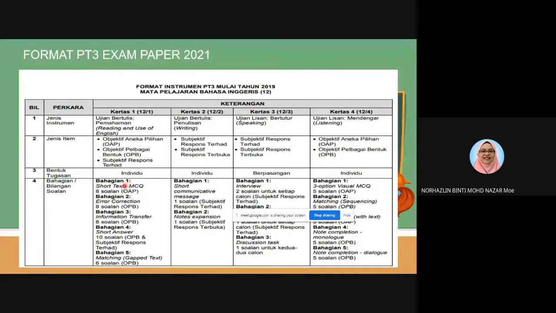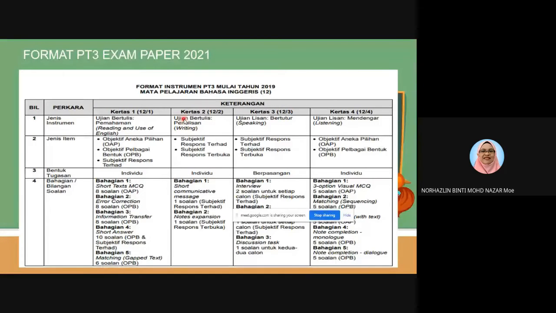5 sections. Bahagian 1, short text, MCQ, you have 8 questions. Bahagian 2, you have 8 questions. Bahagian 3, 8 questions. Bahagian 4, okay, short answer, 10 questions. Bahagian 5, matching, 6 questions. Okay, so far, tiada lagi perubahan setakat ni. If there is a change, we're going to inform you.